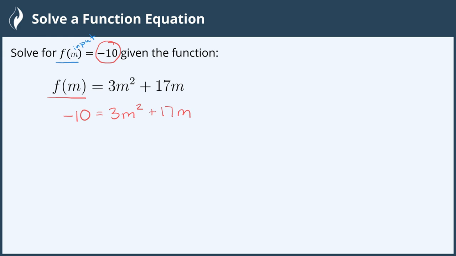And to solve for this variable, seeing that I have a squared, I would like to use the zero product property, meaning I should get rid of the 10 on this side of the equation and add it to both sides, making this 0 on the left equals 3m squared plus 17m plus 10. Now we can use the zero product property by factoring the right side of this equation.